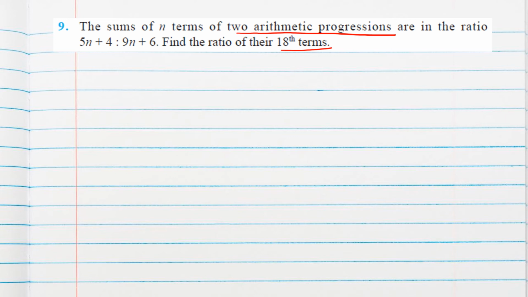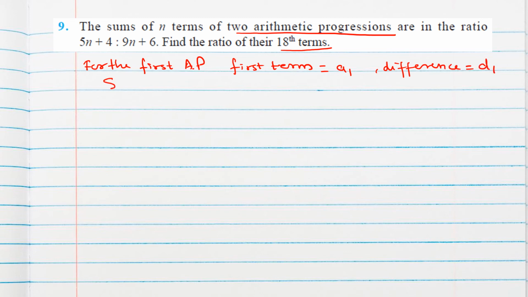So we can write here, suppose for the first AP, the first term is A1. Since there are two APs, I am considering A1, A2. First term is A1 and difference is D1, suppose. So Sn will be n by 2 times 2a1 plus n minus 1 d1. Equation number 1, sum of first n terms.